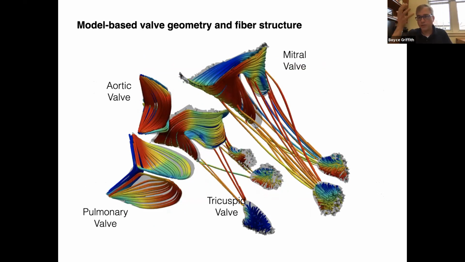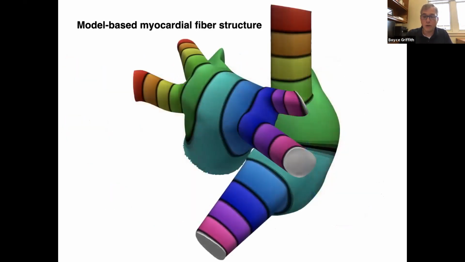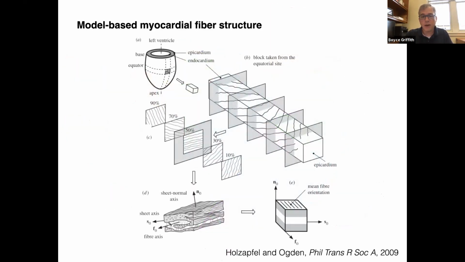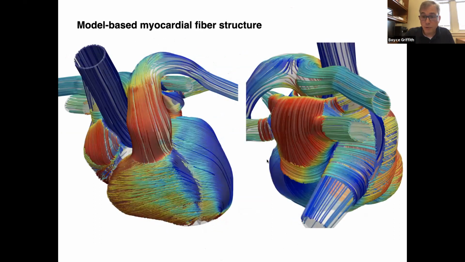Similarly, we need to use model-based approaches to describe the fiber structure of the valve leaflets. And so this is using Poisson interpolation methods that are now fairly commonly used to also construct fiber structures for the heart. You can use these kinds of constructions to get fiber structure for the ventricles. We're doing a whole heart model, so we need to have it for the atria as well.